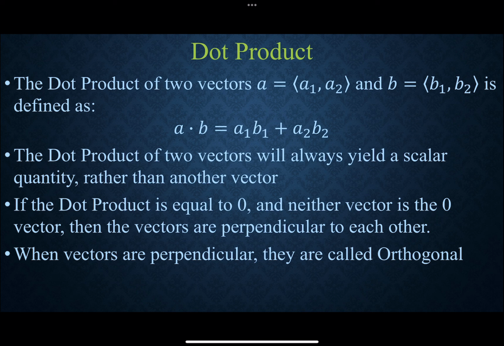Now, if the dot product happens to equal 0, and neither vector is the zero vector, meaning there are all zeros there, then the two vectors are perpendicular to each other. Another word for that when it comes to vectors is called orthogonal.